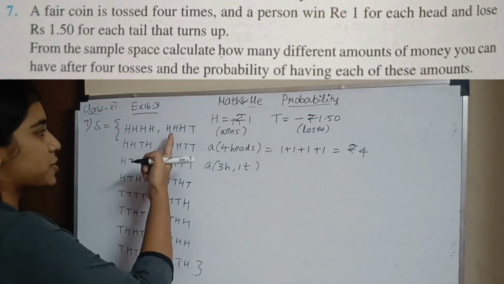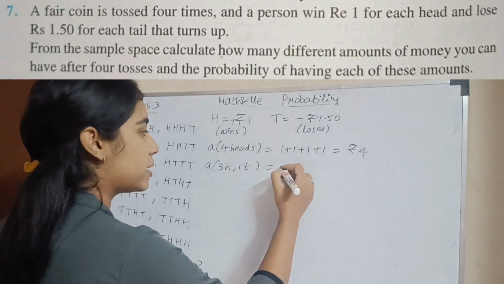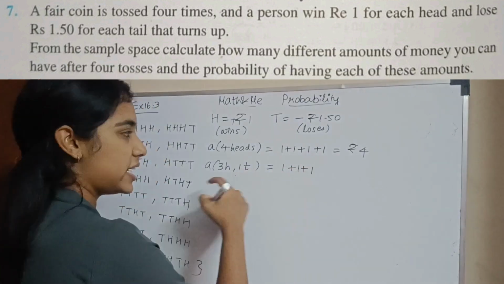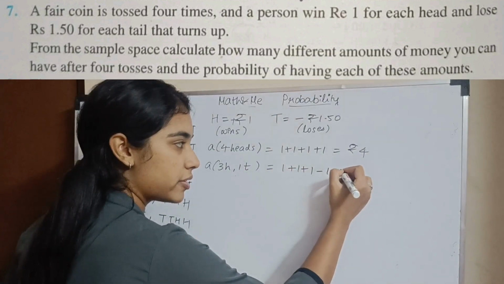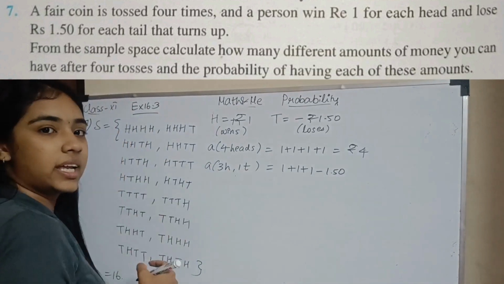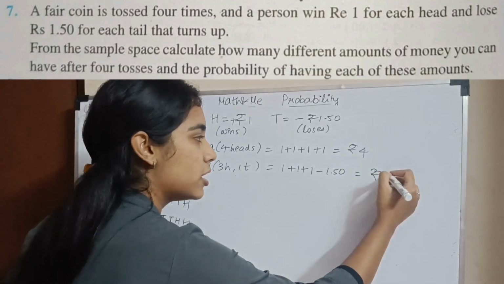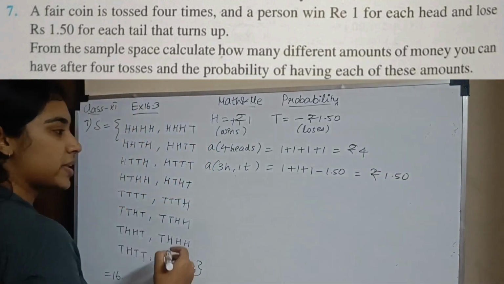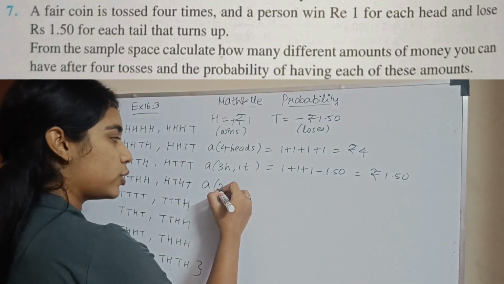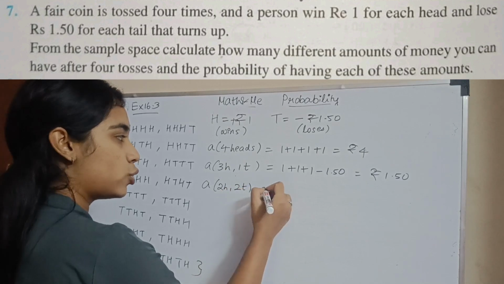Amount for 3 heads and 1 tail. Okay, that is my other option. 3 heads and 1 tail. So what will it be? 1 plus 1 plus 1 for 3 heads and minus 1.50 for 1 tail. So you win ₹3 and you lose 1.50. So what will I be left with? ₹1.50.